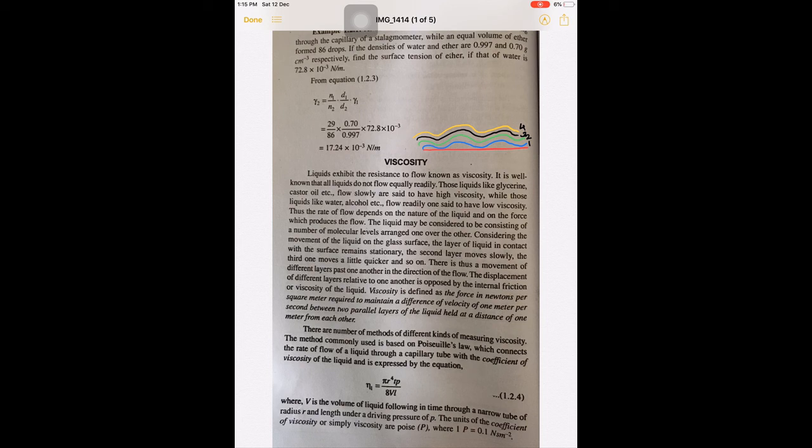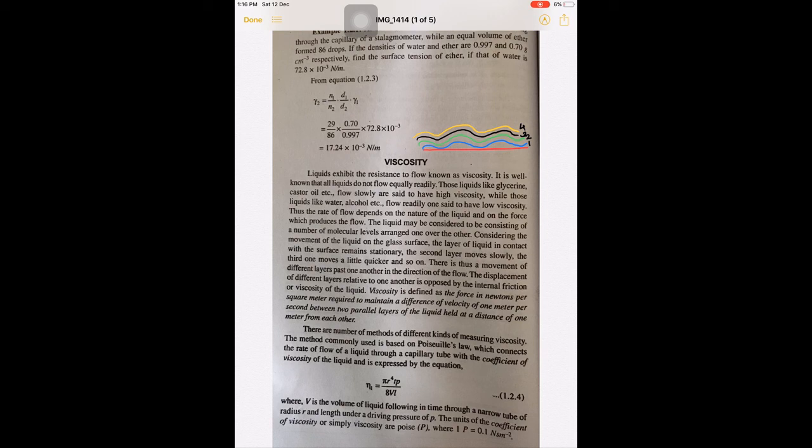So the flow of a liquid totally depends upon its nature and the force which produces the flow of that liquid. A liquid is considered as a number of molecular layers which are arranged one over the other. Consider the movement of liquid on a glass surface. Now see this diagram here. Suppose there are 4 layers of that liquid, and this red straight line shows the glass surface.